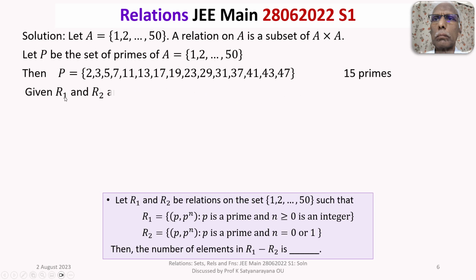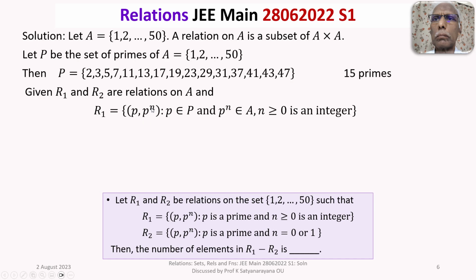Agreed. Given R1 and R2 are relations on A. So R1 is equal to the set of ordered pairs (P, P^n), where P is a prime number and P^n is an element of A and n greater than or equal to 0 is an integer. Yes, that is the definition of R1 in clear terms. R2 is the set of all ordered pairs (P, P^n), P is a prime number, that means P belongs to capital P, and P^n is an element of A, where n is equal to 0 or 1. Agreed. So R1, R2 are relations on the set A.